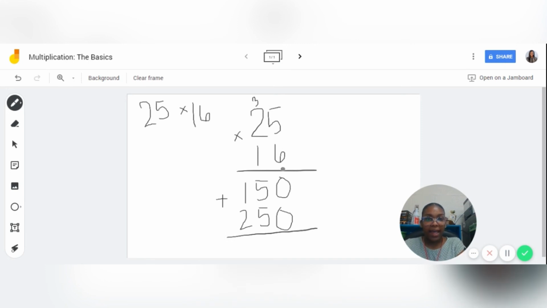All right, so we have 0 in our ones place. 5 plus 5 gives me 10. So that means I have 0 ones and then I have 1 ten. It's going to move over here. And then I have 1, 2, 4 hundreds. That means 25 times 16 is 400. And that is how you solve that multiplication sentence using a standard algorithm.